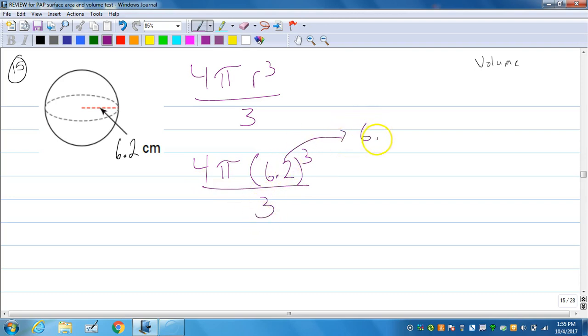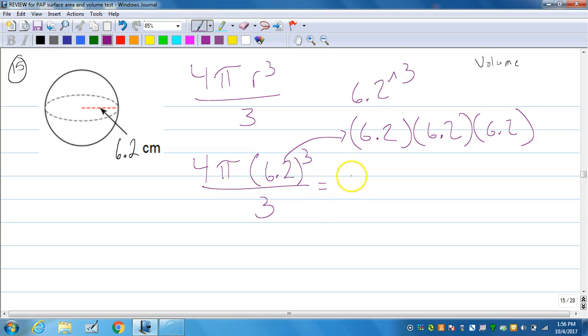This means 6.2 times another 6.2 times another 6.2. Or just put it in the calculator. You know, that 6.2, the little up symbol, caret 3. Yeah, whatever.